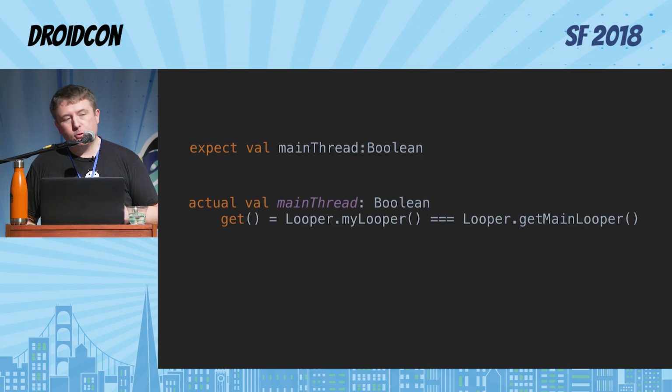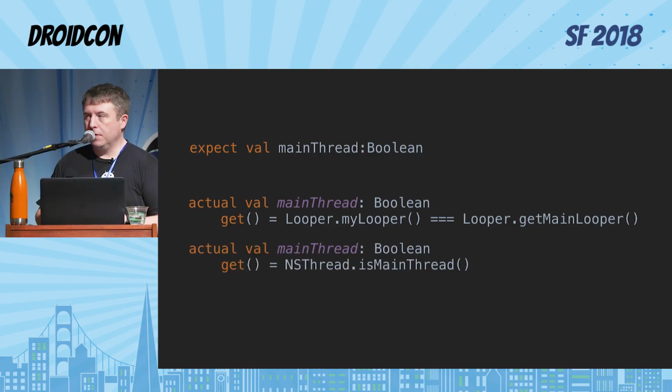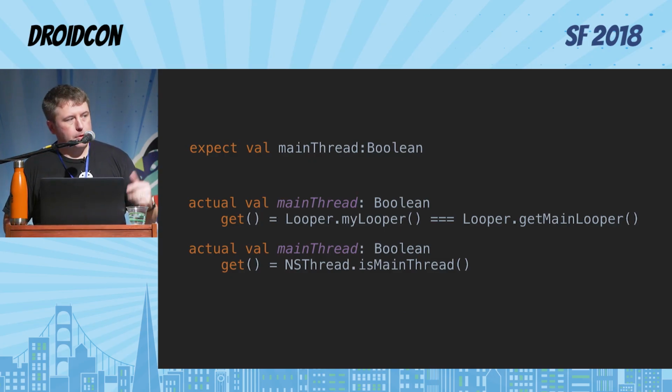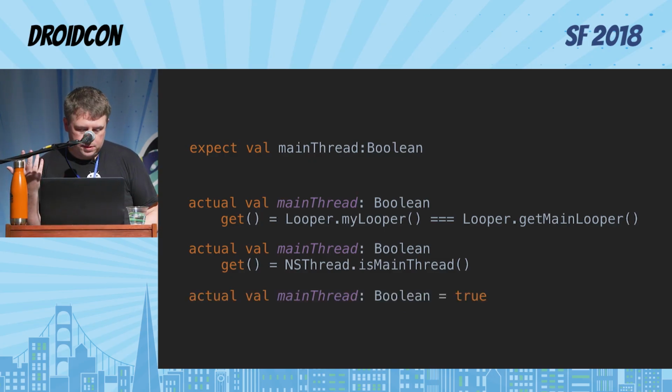On Android, you're going to check and see if your looper is the main looper. On iOS, there's this convenient Boolean that comes in the form of a method. And just to close the circle, if you were doing JavaScript, it would look like that, because you're always in the main thread.